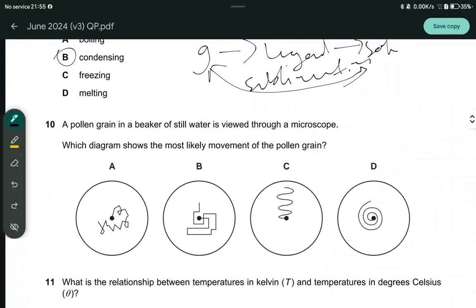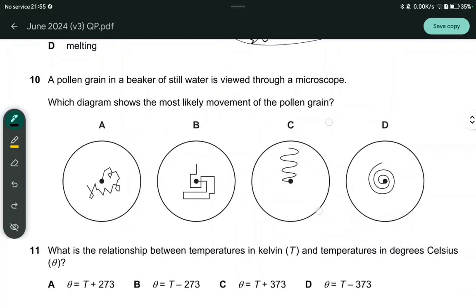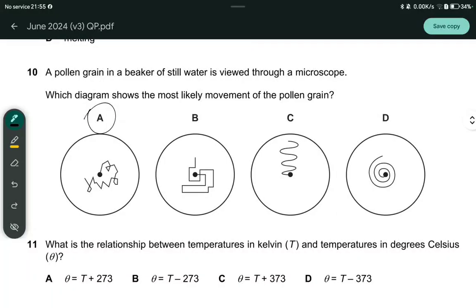Question 10. A pollen grain in a beaker of still water is viewed through a microscope. Which diagram shows the most likely movement of the pollen grain? It's going to be A, because it's Brownian motion. It's the Brownian motion of the water pushing against the particle. The water particles constantly move around spontaneously, bombarding the particles and causing that random movement.